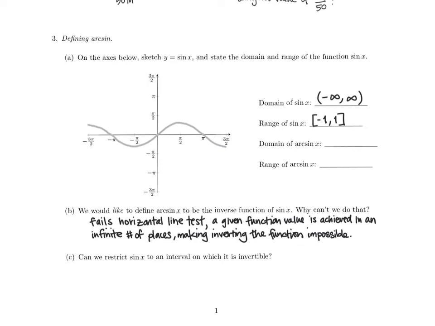Let's take a look. Of course, there are an infinite number of intervals that could have been chosen, but as a mathematical community, the entire world agreed on one specific one. I need to pick a chunk that's going to hit all of the values that sine can take on and pass the horizontal line test. What does this look like? Well, I'm just going to pick this little piece of sine of x right here.